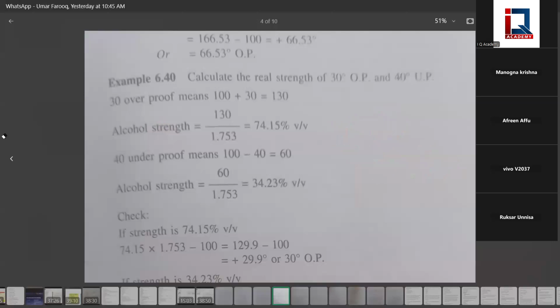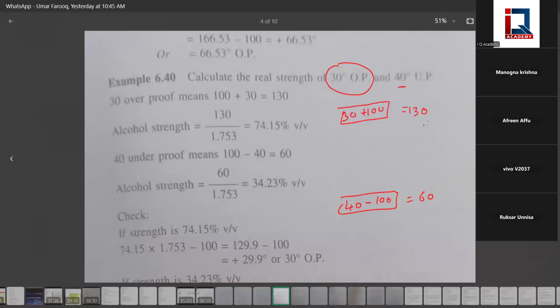Now what you will do, let us see first. What did they say? 30 degrees overproof. So I will first add this 30 with 100. There we subtract, here we add. So then I will get 130. If they are saying underproof, I will subtract that value from 100. So here they said 40 underproof, so 100 minus 40. That will become 60.